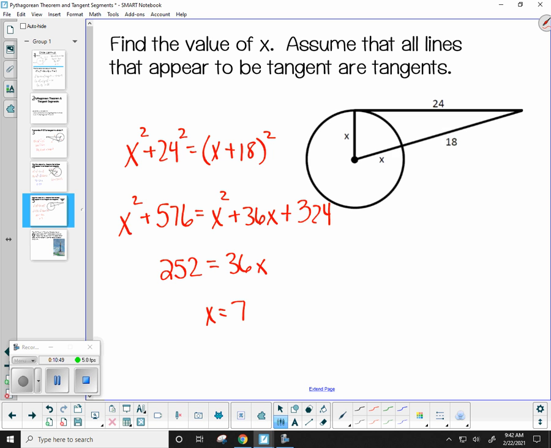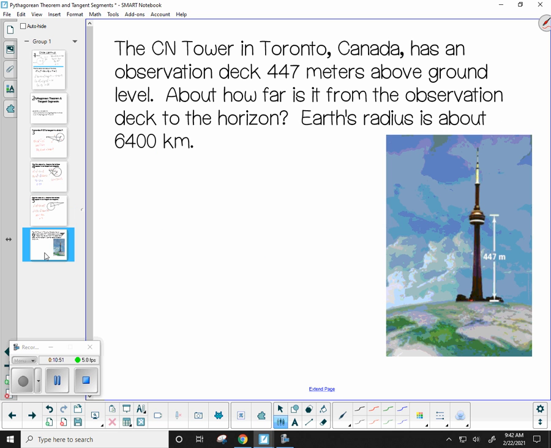All right. The last one is a story problem. There was a problem like this on the AIR test a couple years ago. So it says the CN Tower in Toronto, Canada, has an observation deck 447 meters above ground. About how far is it from the observation deck to the horizon? The Earth's radius is about 6,400 kilometers.